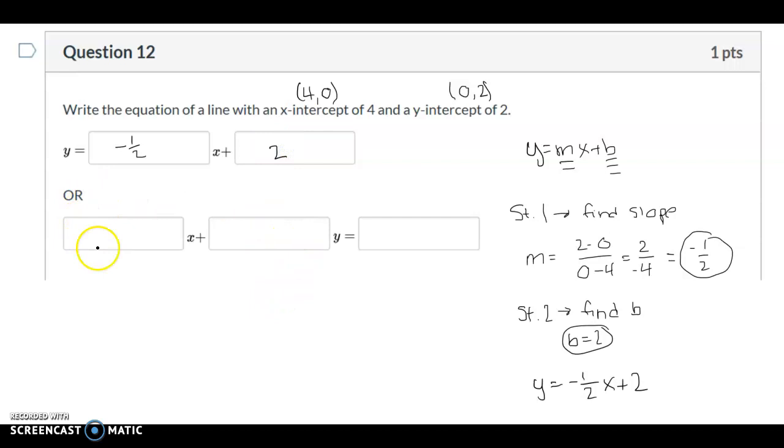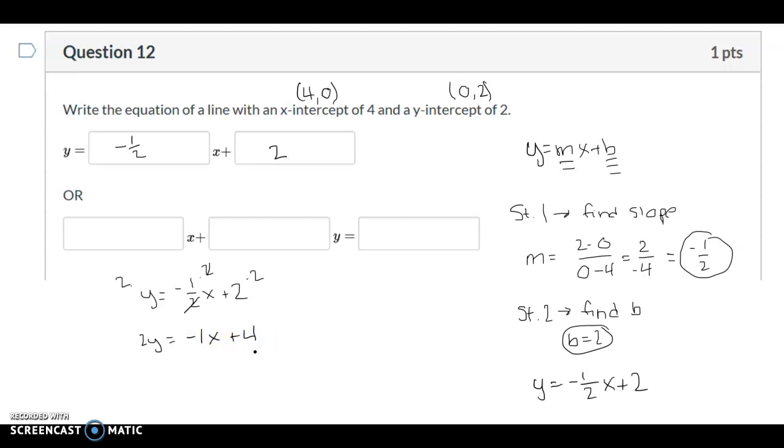Okay. Now this is just adding in the layer from yesterday, transforming my y equals -1/2 x plus 2 into standard form. Remember, standard form hates fractions, so get rid of the fractions. I'm going to multiply everything by the denominator. So that's gone. That's gone. I'm left with 2y equals -1x plus 4.